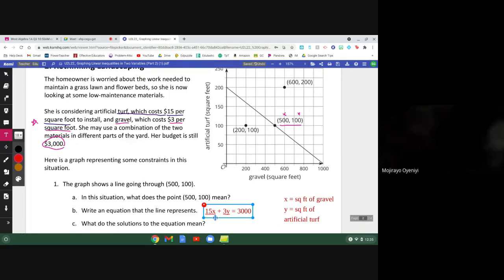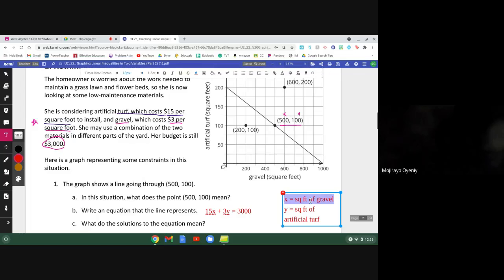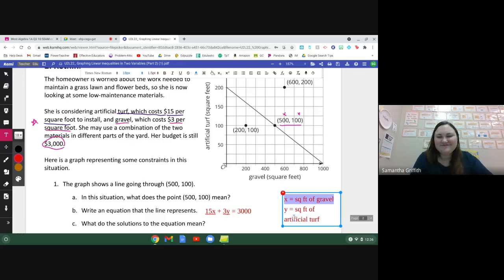The x is the total square foot of the gravel, and the y is the total of the artificial turf. So the cost of each of those, be careful. Come back up to this paragraph. So you correctly said X is the square feet of gravel. Right now we're multiplying the square feet of gravel by $15.